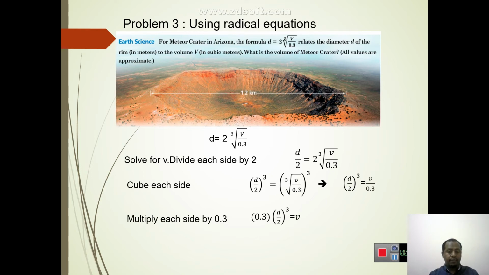We solved for v. Then the next step is very easy. You just simply substitute the value of d, which is given, 1,200. Here I converted 1.2 kilometers to meters by multiplying 1.2 by 1000. So I'll get 0.3 times 1200 over 2 to the power of 3 is equal to v, which will be 64,800,000. So this is the application of radical equation. Now I will proceed to problem 4.